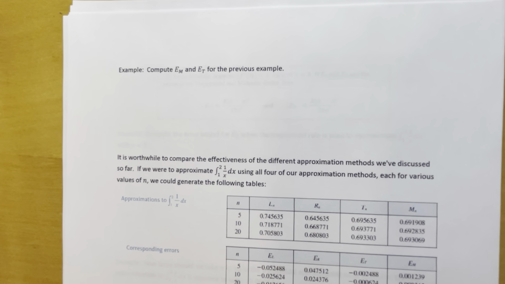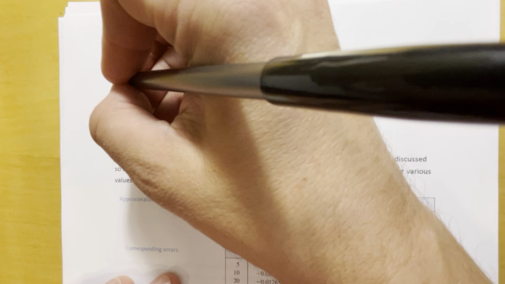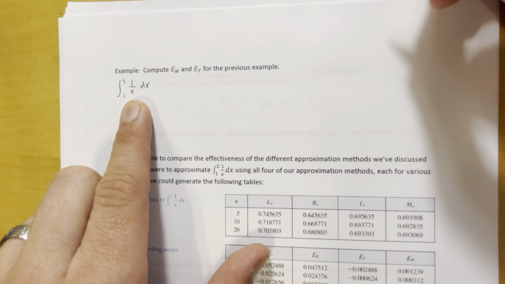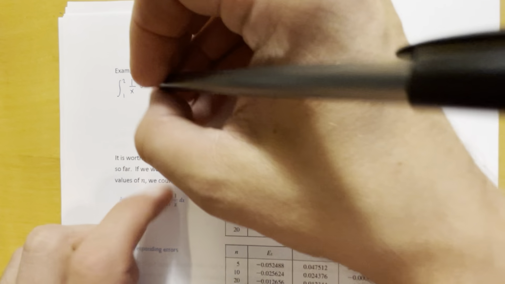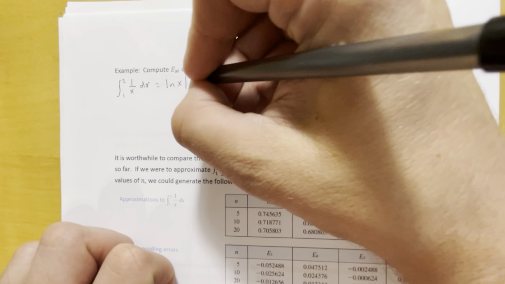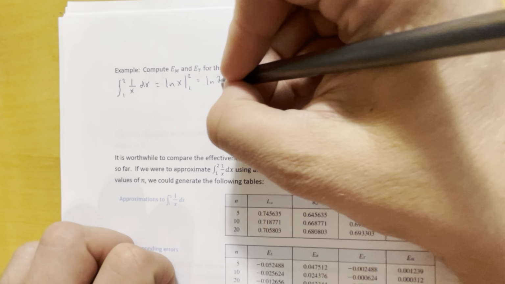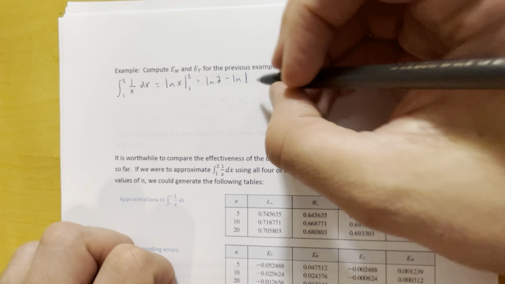let's look at computing the error terms for the approximations that we just did. So what's special about the approximations that we just did is we were approximating an integral that we can actually evaluate exactly, because this integrand is easy to find an antiderivative for. This one is equal to the natural log of x. We're going to evaluate that from 1 to 2, which is just equal to the natural log of 2 minus the natural log of 1. That, of course, is equal to 0. So really, it's just the natural log of 2.